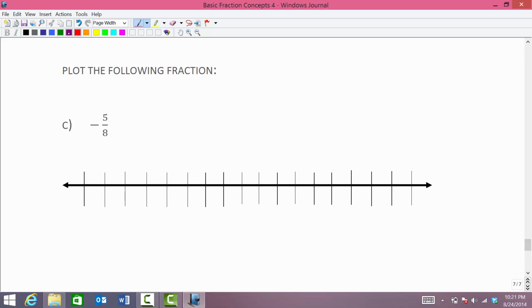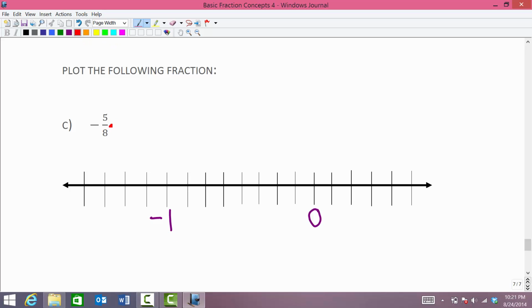What if my number is negative? Negative means that I need to go in the opposite direction. So let's call this 0. And then how many equal pieces do I need between each of my numbers? Well, it looks like my denominator is 8, so I need 1, 2, 3, 4, 5, 6, 7, 8 equal pieces between my numbers.